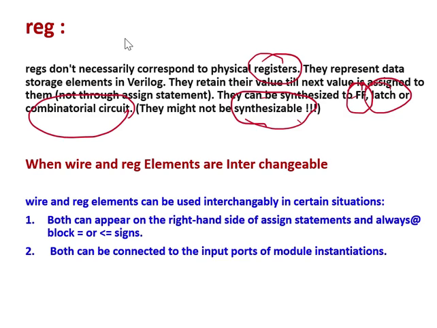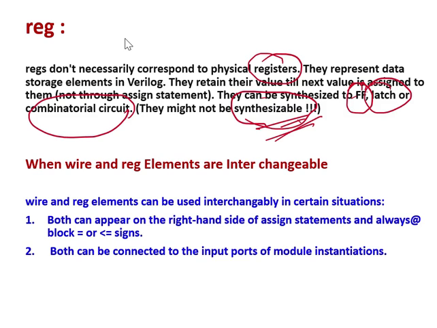No, it can be a combinational circuit also. If you are synthesizing it, it may give you hardware of flip-flop type, latch type, combinational circuit, or it may not give you any such circuit. So reg is definitely synthesizable, but if you are not following the coding guidelines, then it may not be synthesizable. The possibility is there.